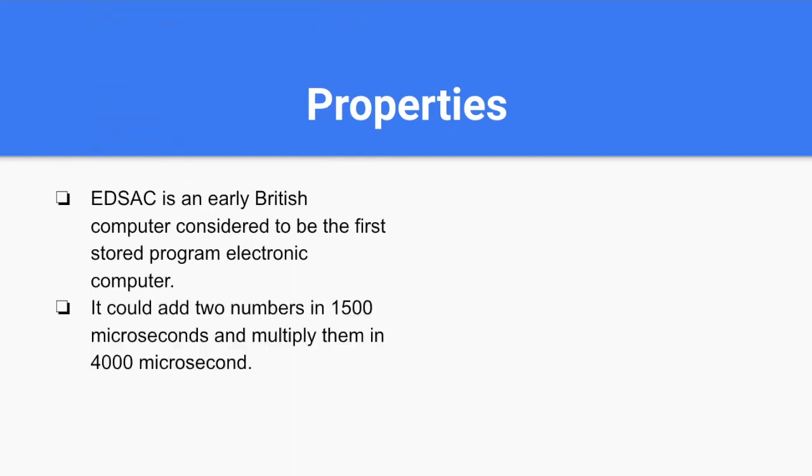It could add two numbers in 1500 microseconds and multiply them in 4000 microseconds. Means up to this time the computer had increased the calculating speed. In this device 3000 vacuum tubes were used. The number of vacuum tubes was decreased in EDSAC, so it was smaller than ENIAC.